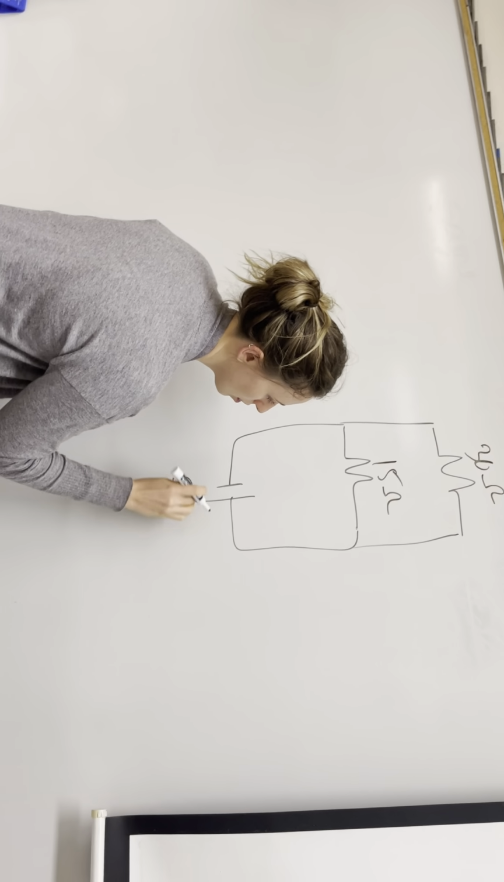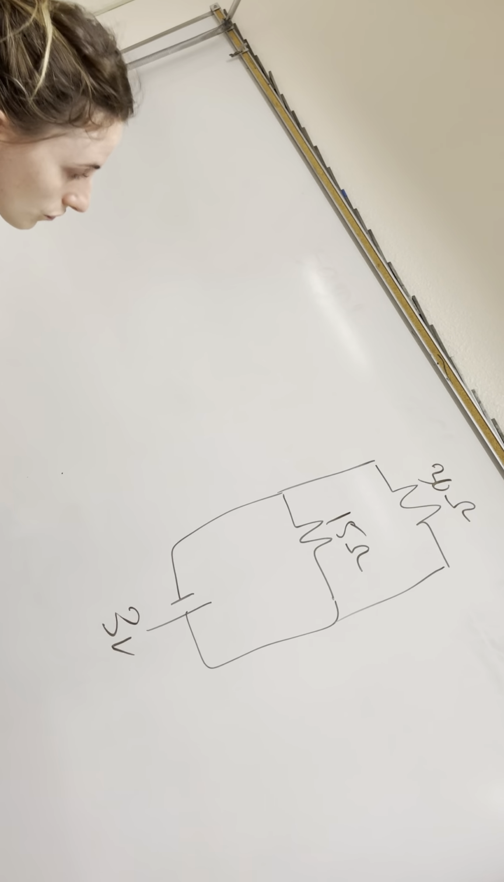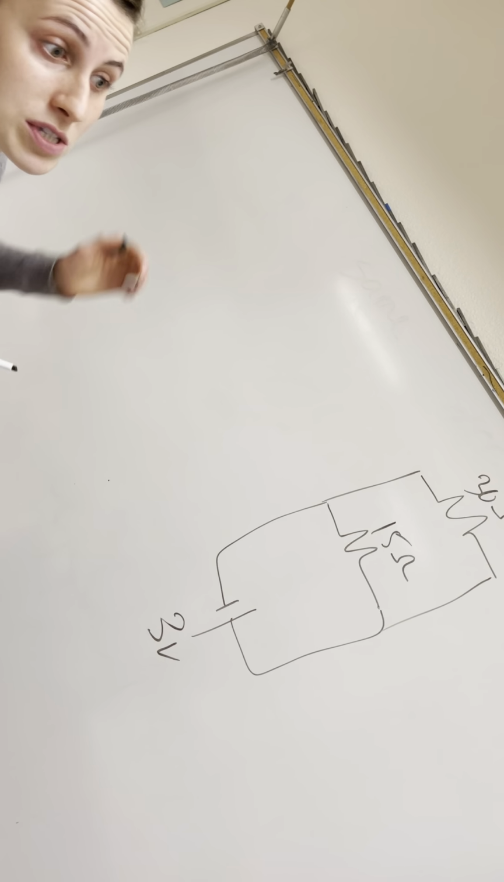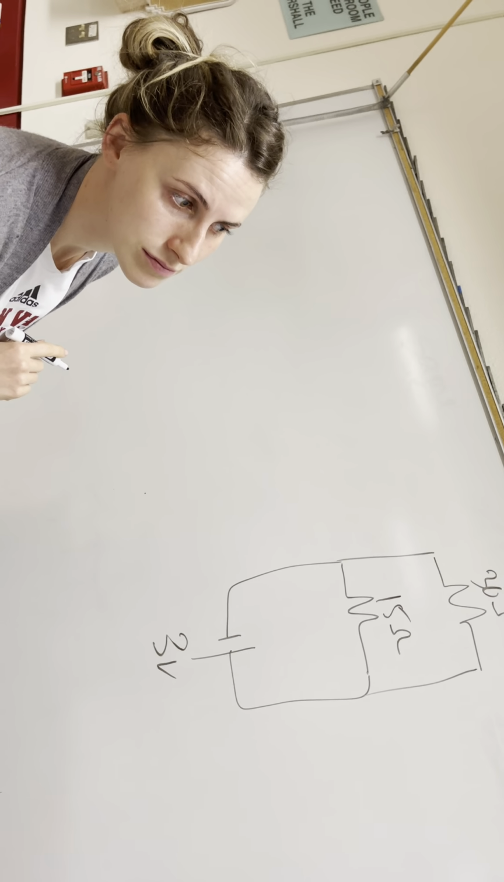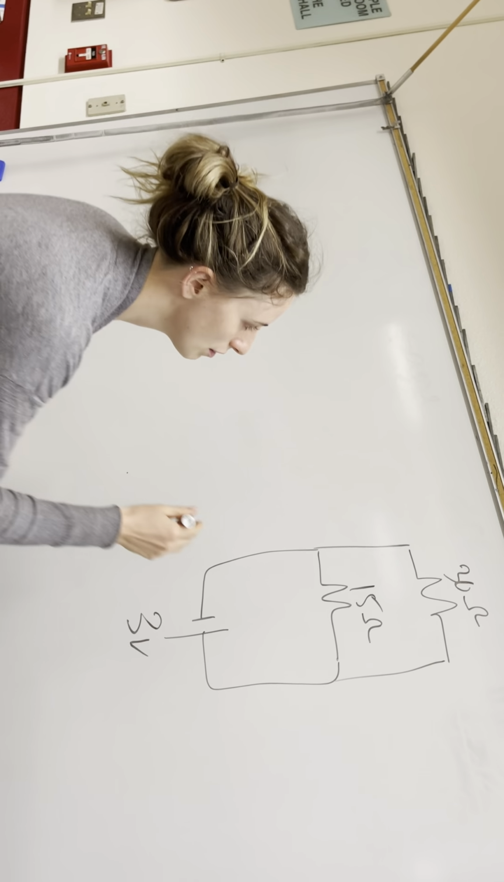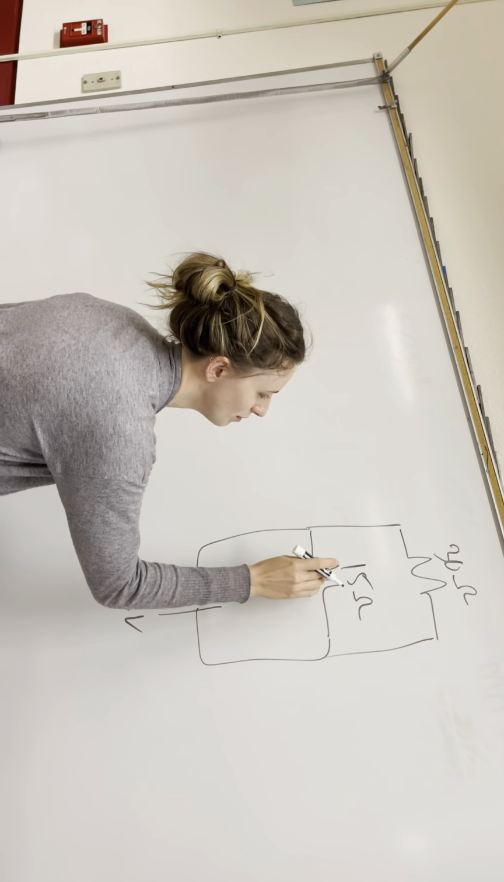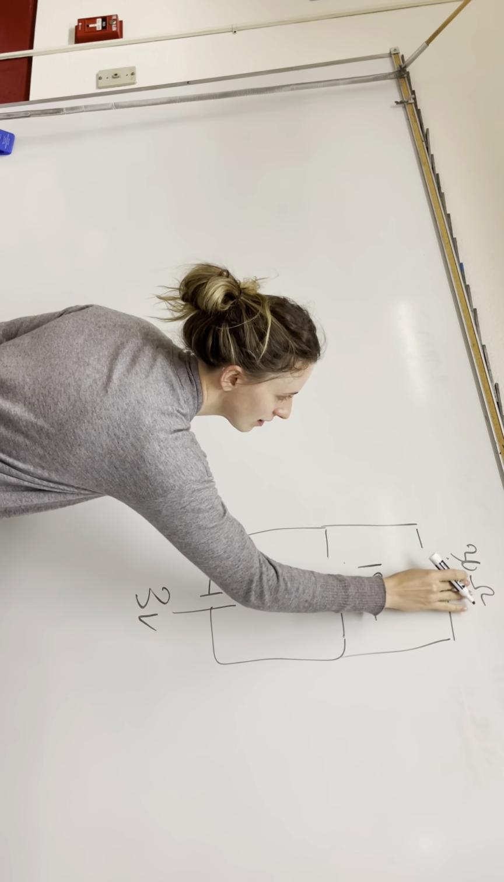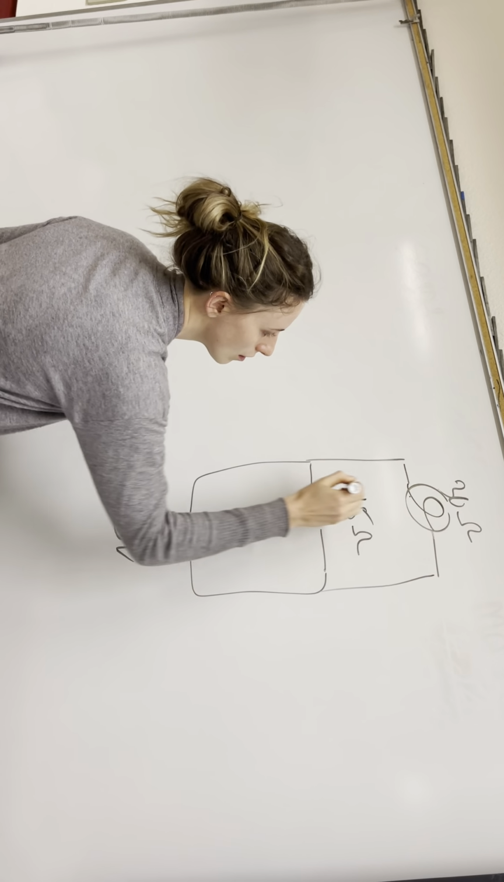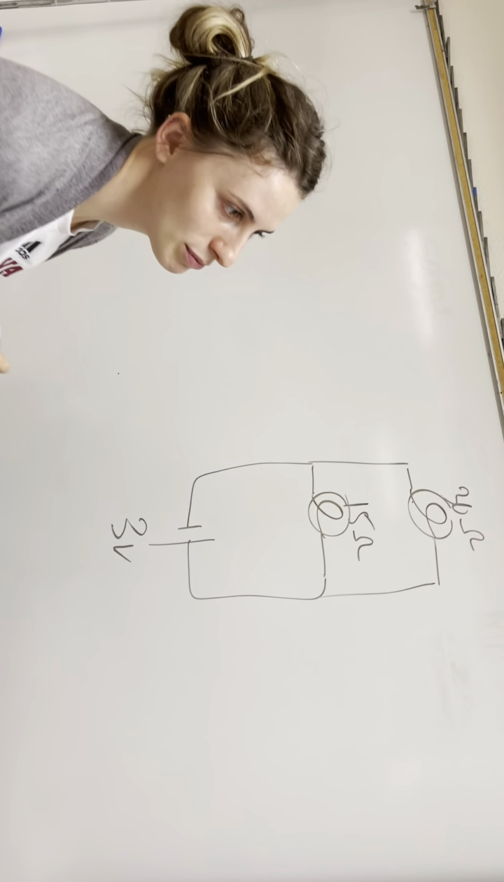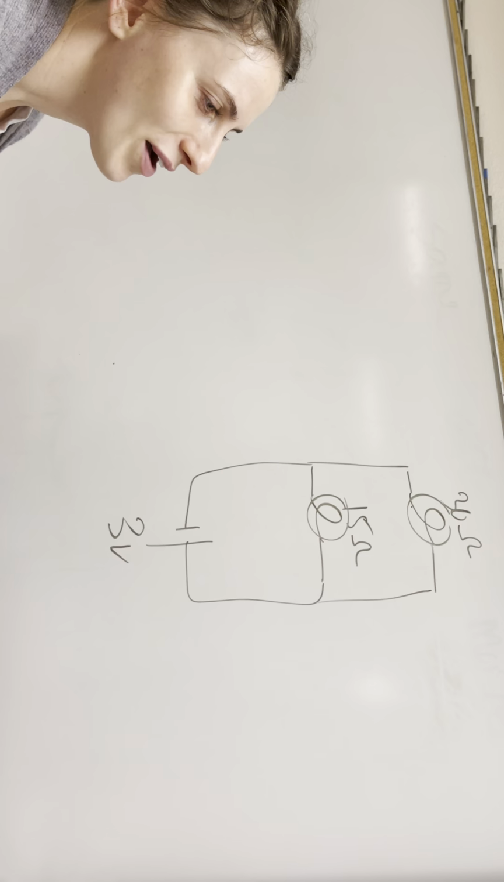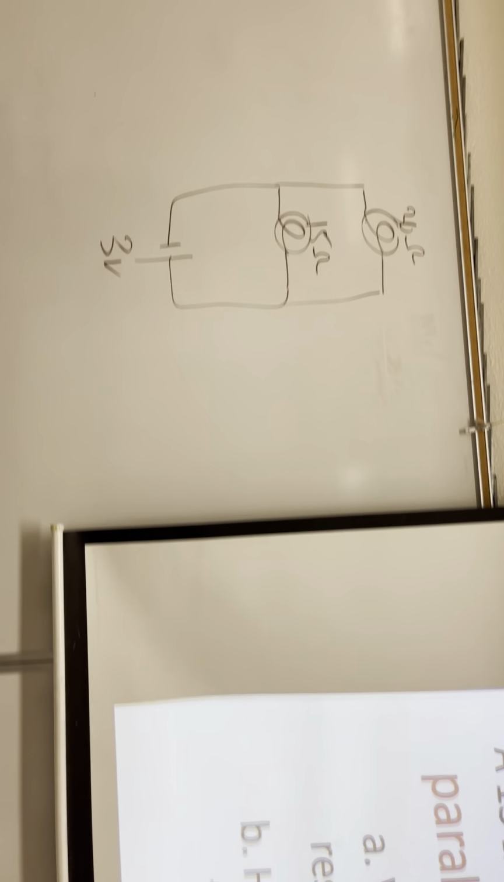Now she's using the symbol for a resistor, but a bulb is a resistor. Oh, it's a bulb. I'm sorry. Technically, it's okay. But you could make it like this. Like that. Yeah, that's more correct. Okay, so what is the equivalent resistance of the circuit?